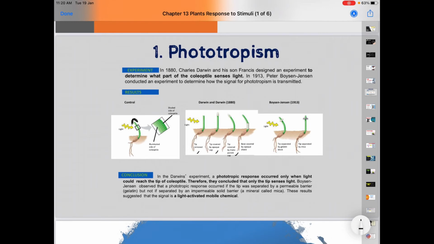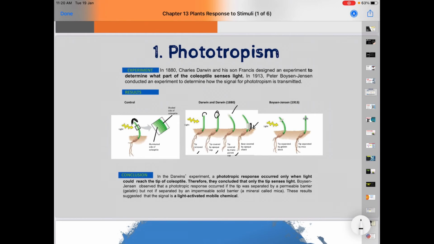The results show the control, meaning no treatment has been applied. And for the Darwin experiment, there are 4 variants. The first is the tip removed, and the second is the tip covered by an opaque cap, meaning there is no entry of light. The third is the tip covered by a transparent cap, so there is light entrance. And the last is the base covered by an opaque shield, meaning no light can enter at the base part.